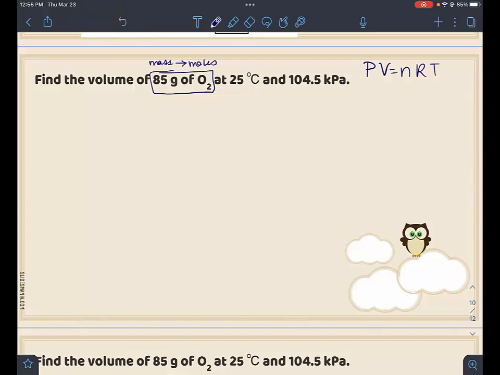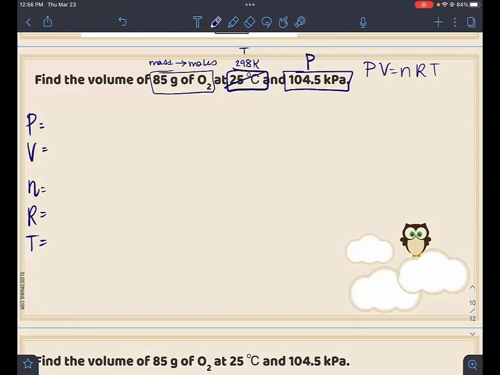Okay. Celsius, let's just go ahead and solve that. Let's add 273 to convert it to Kelvin. That's 298 Kelvin. That's my temperature. And 104.5 kPa, what is that measuring? That is the pressure. But notice that it's not in the right unit. We're going to have to work on that. All right, so let's make our list. P, V, n, R, T.